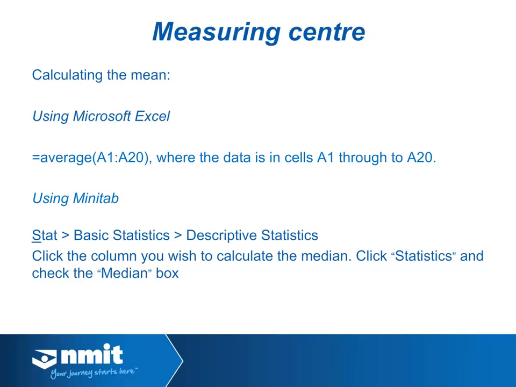If you look at the video for Melbourne Cup winners, you'll see me talking through that formula and how it works and how it can be done very quickly. Using Minitab, go to the Stat menu, select Basic Statistics, then Descriptive Statistics, click on the column of data that you wish to calculate the mean of. It says median there, it should say mean. Click the statistics within that box and check the mean box. Watch the video on Minitab for the average, which is available on Moodle.